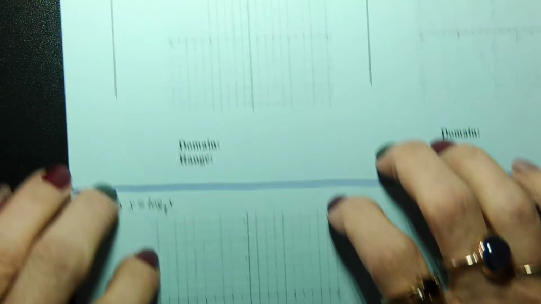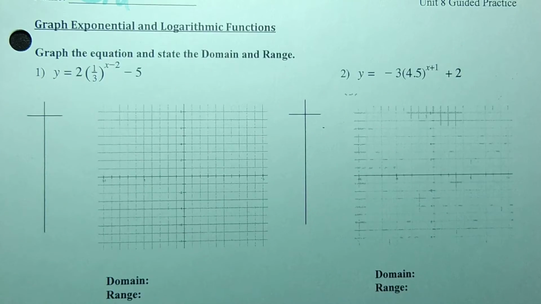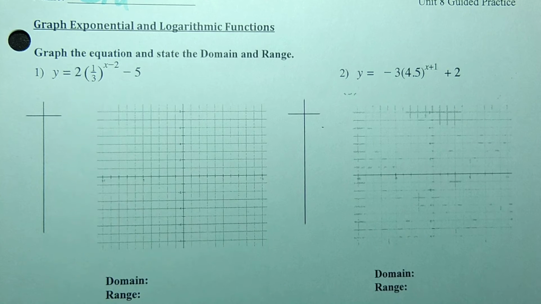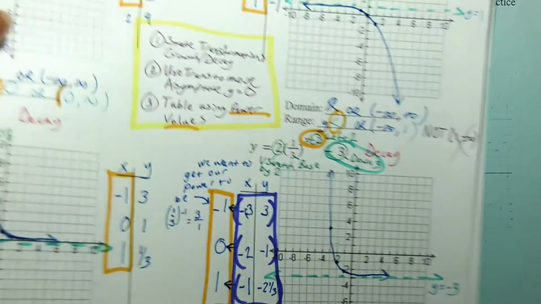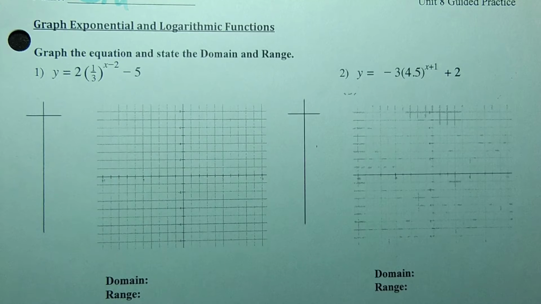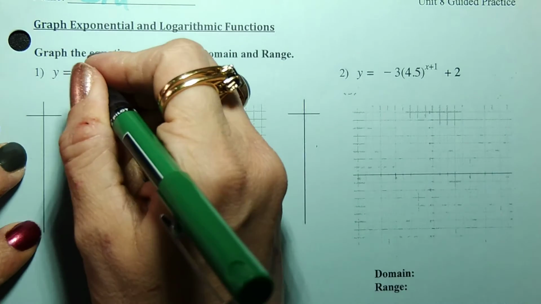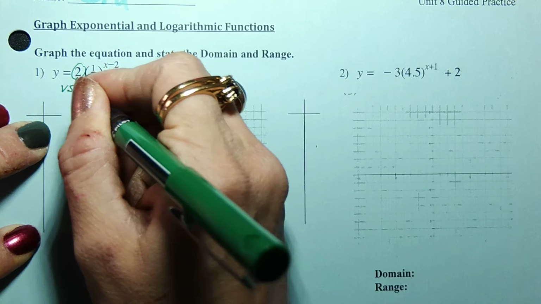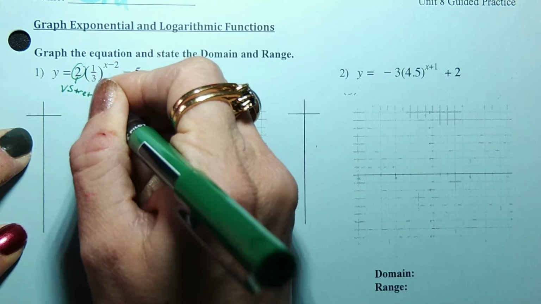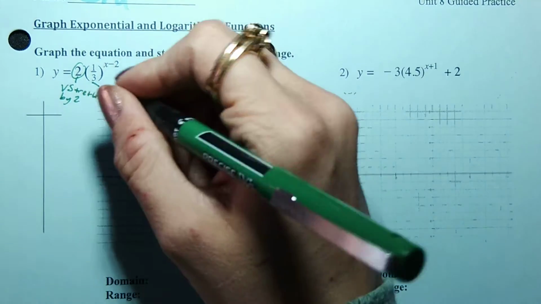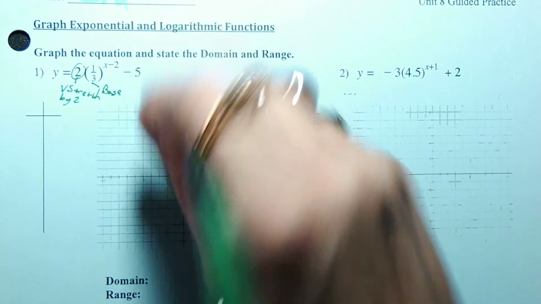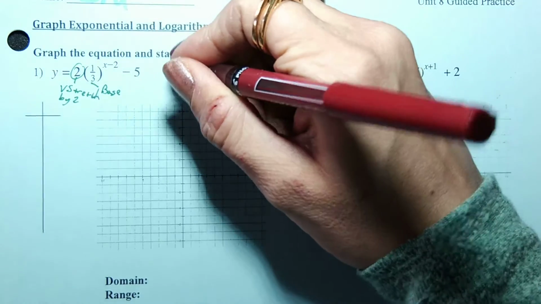But yeah, we're only going to do these top two problems right now. So let's go ahead and look at these top few, and remember those steps that we outlined in the notes. Step 1. State the transformations and whether it's growth or decay. What's that 2 doing? This one, vertical stretch by 2. What's that 1/3 doing? That's the base, and it tells me that this is a decay function.